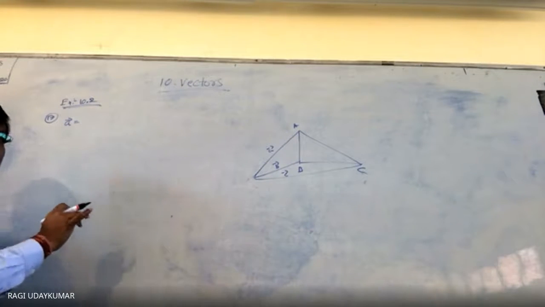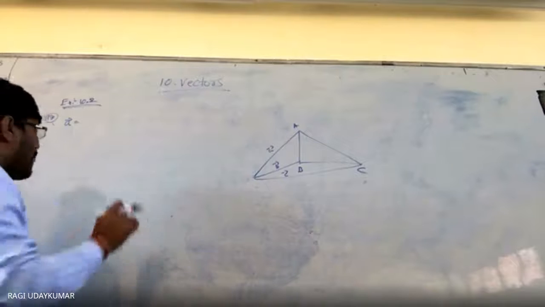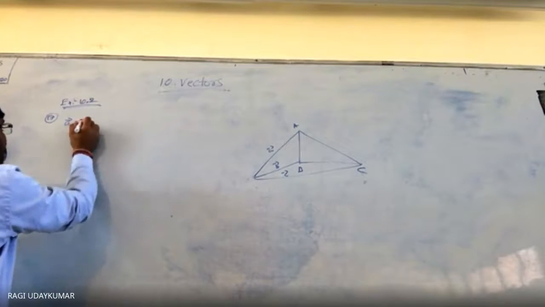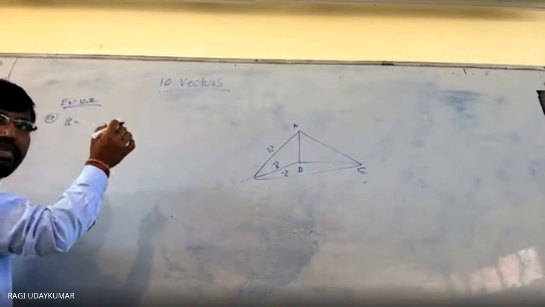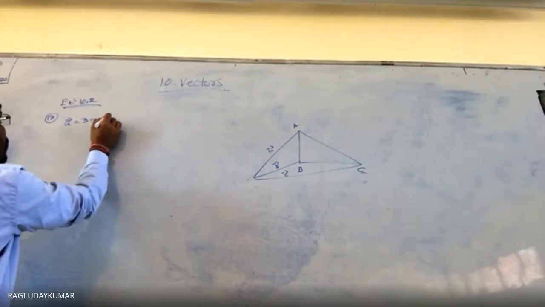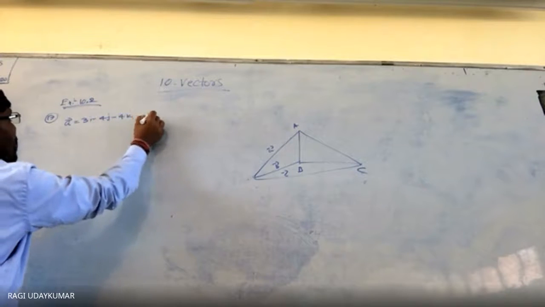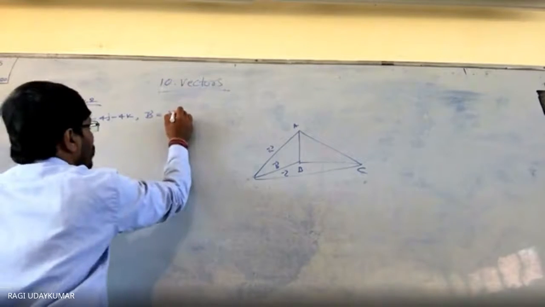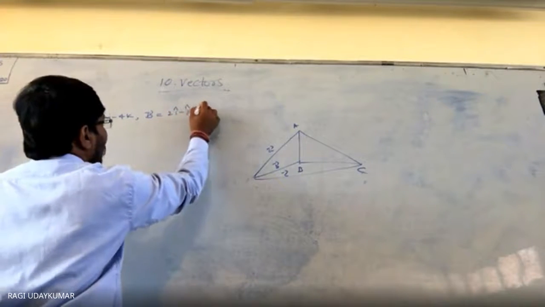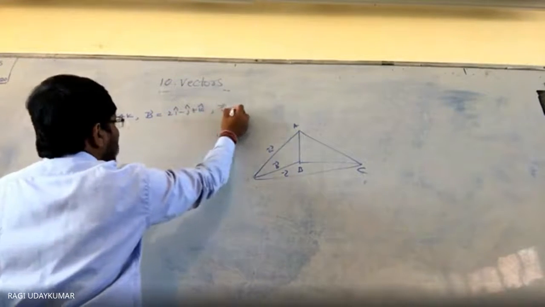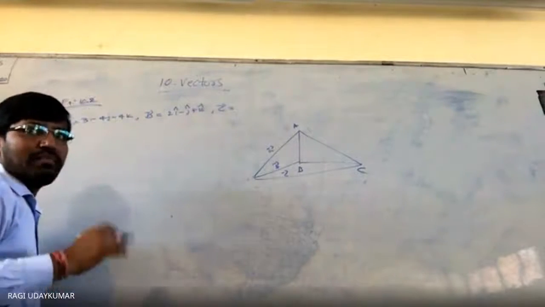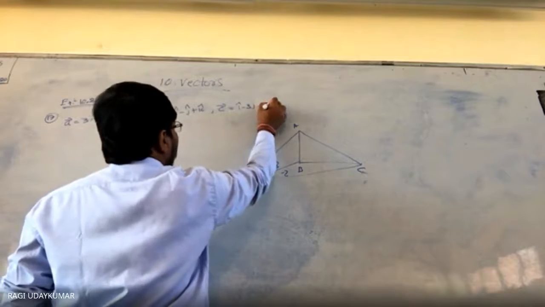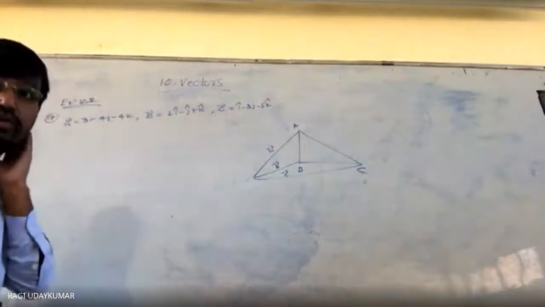A bar is given to you, B bar is given to you, and C. A is given as 3i minus 4j minus 4k. B is given as 2i minus j plus k. C is given as the vector i minus 3j minus 5k. So now what do we need to do here?